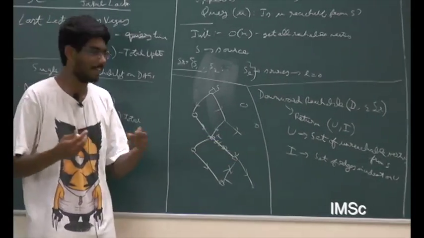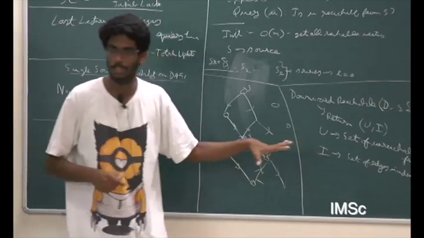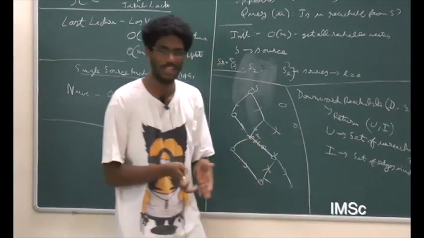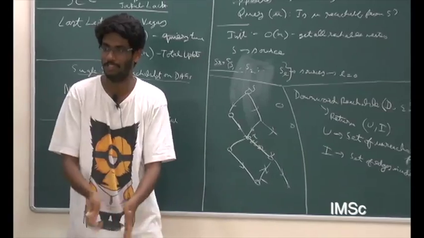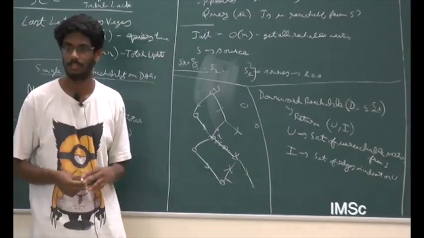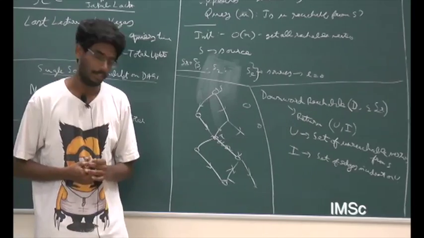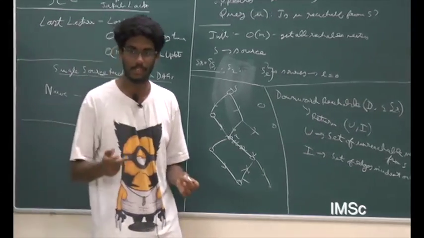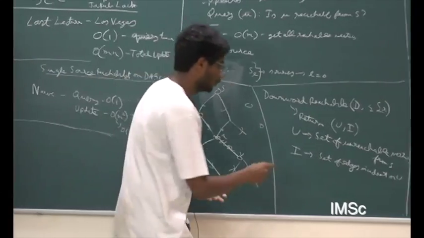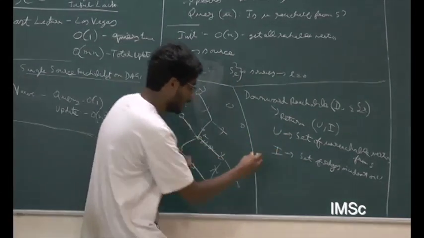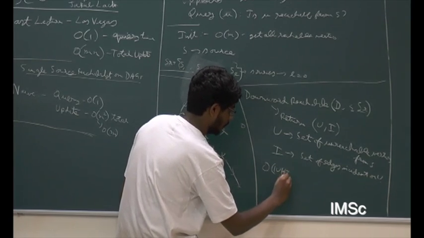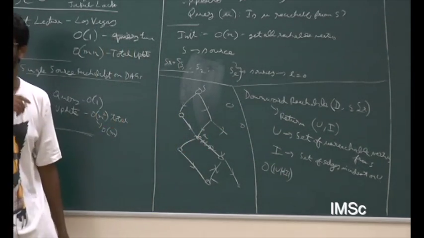So what is the high level idea? We'll find U, we'll delete U, and we'll delete all the edges incident on them. But to find U, we'll do some exploration, which will take time proportional to I. I denotes the set of both incoming and outgoing edges. Any edge which has at least one endpoint in U is in I. So we'll be aiming for an order of U plus I algorithm for this.